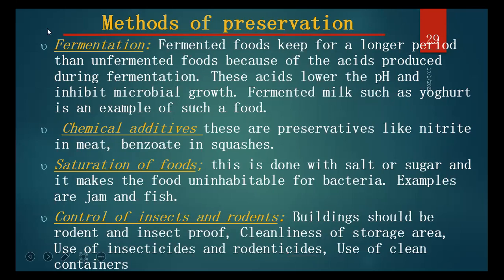Chemical additives are another way of preserving food. Salting, using salt, and control of insects and rodents, which may range from use of physical methods like traps, building technology, as well as use of chemicals to kill these rodents and insects.